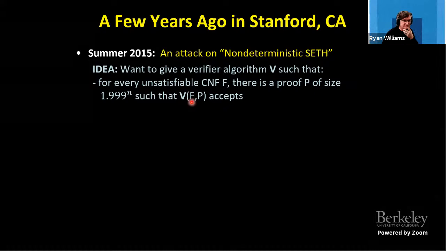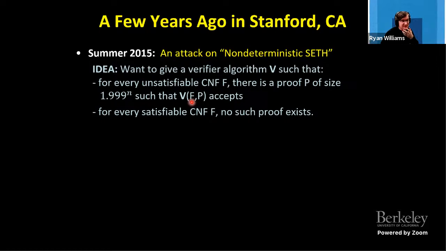So I want to know whether there are small proofs of unsatisfiability, faster than 2 to the n. So something faster than just writing down all the assignments and saying you failed on those. It should also be that for every satisfiable formula, no such proof exists. So there's a complete and sound proof system for unsatisfiability. Of course, I failed on this too.